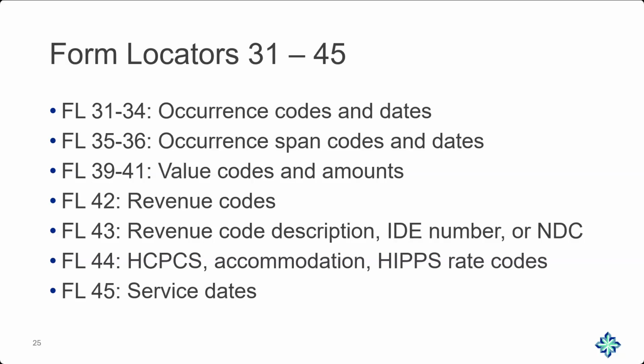42 is for revenue codes. 43 is the revenue code description, or it could be the investigational device exemption number or the national drug code. Those are situational. Form locator 44 is where the HCPCS, accommodation rates, or HIPPS rate codes will go. Some of those might not sound familiar to you because they might not be ones that your facility or your office uses. And form locator 45 is for the line item date of service.